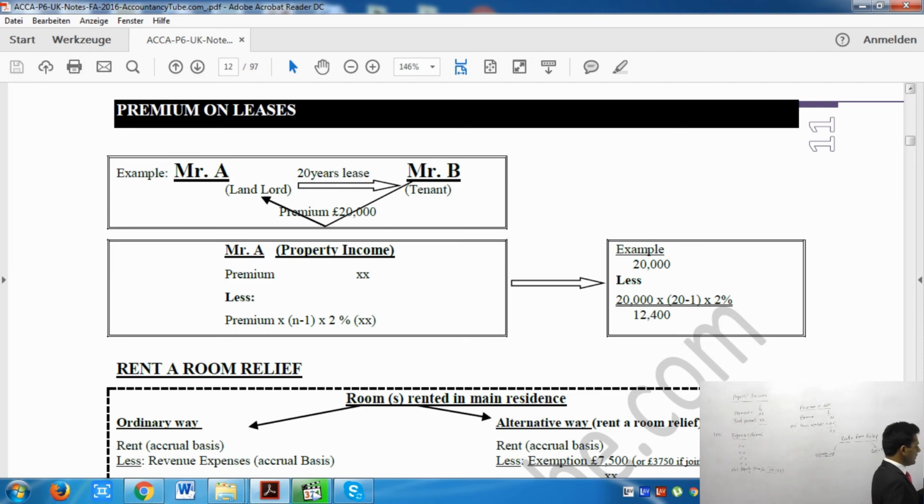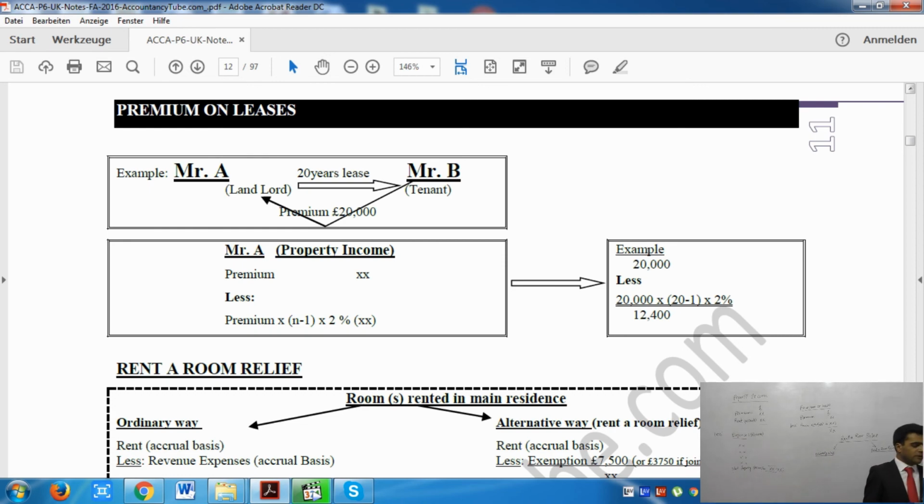Now the formula is we take the premium, then we deduct the premium multiplied by (n minus 1), and we take 2% of that, and that will be deducted out of the premium. Now what does n mean here? N means the number of years for which the lease was granted. On the right side of the notes, the example is £20,000 less 20,000 multiplied by 20 years less 1 multiplied by 2%, so the net amount is £12,400.